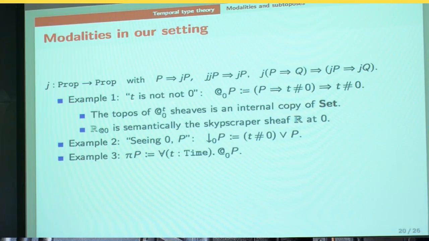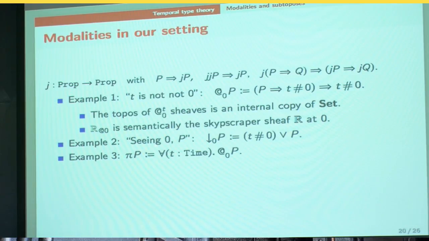So time is not zero. It somehow picks out the point time equals 0. And when you look at the topos of sheaves, for any modality, you get a subtopos of sheaves, and it's an internal copy of Set. So their logic is Boolean. As I was saying to Mark earlier, if you fix one moment, an infinitesimal moment of time, you get a copy of Boolean logic. But it's kind of a skyscraper sheaf. But most of the time, the logic is not Boolean.